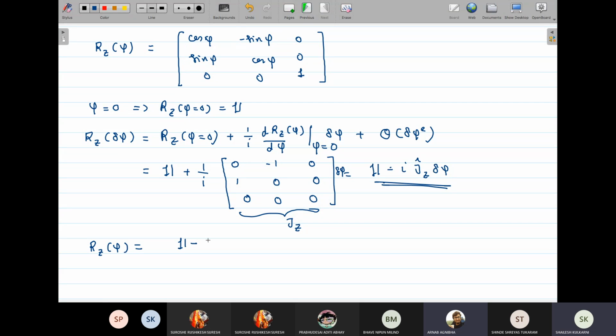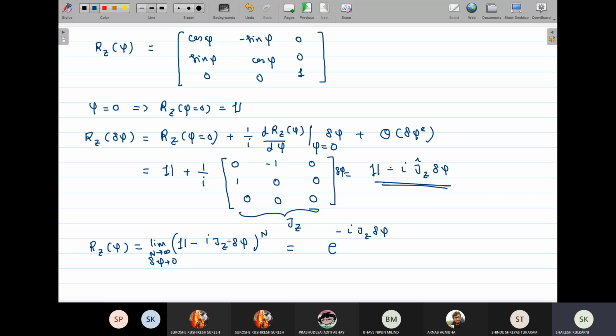What you do is (1 minus i Jz delta phi) raised to n, and you take the limit as n tends to infinity and delta phi tends to 0. This will be the product of n times these terms, and then you take n tends to infinity. What you will get is e to the power minus i Jz delta phi.